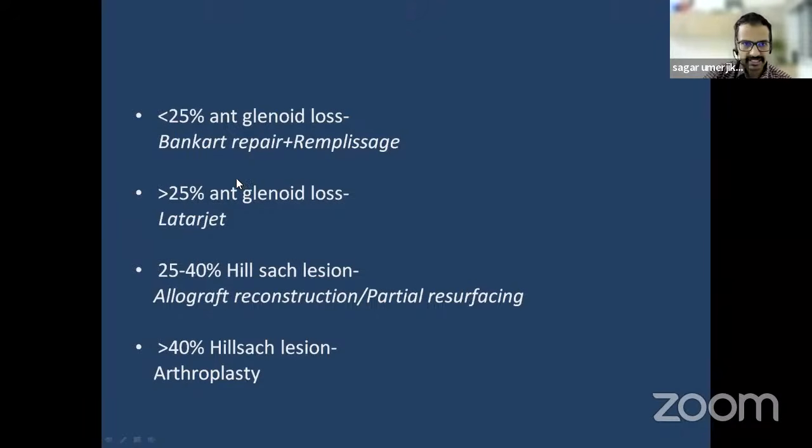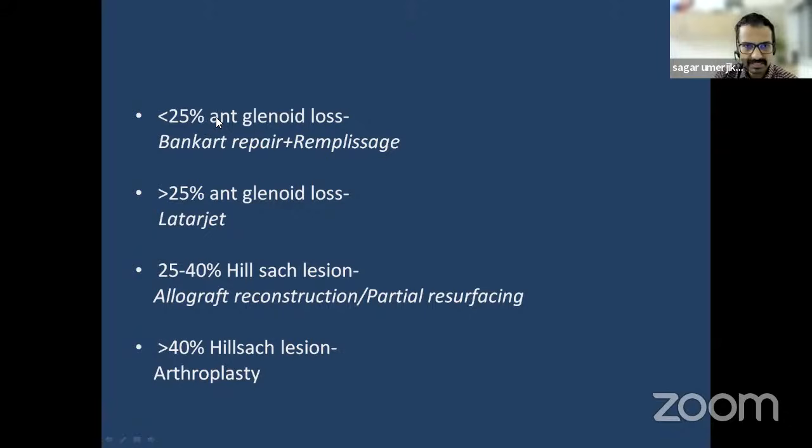In recurrent dislocations, if it is less than 25% anterior glenoid loss, we go ahead with Bankart repair and Sach, which I'll speak on in the slides. If more than 25% anterior glenoid loss, we go ahead with the Latarjet procedure. So Latarjet is done in acute as well as recurrent cases, depending on the amount of glenoid bone loss. If the lesion is bigger, 25 to 40%, we go ahead with allograft reconstruction, and more than 40%, arthroplasty.